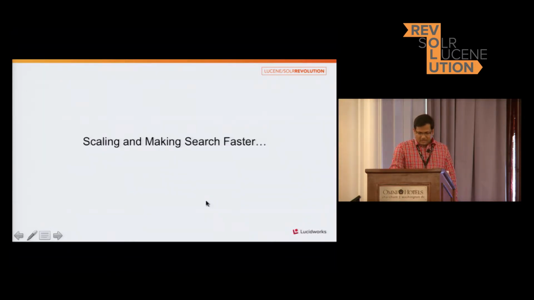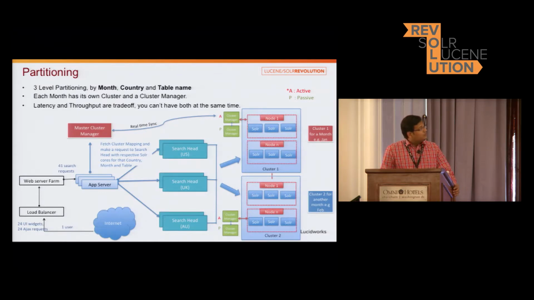Now I'll move to search. To scale the search, we do 3-level partitioning. One is by month: for each month we maintain one cluster. A cluster has multiple machines, and each machine has multiple Solr servers and Solr cores.